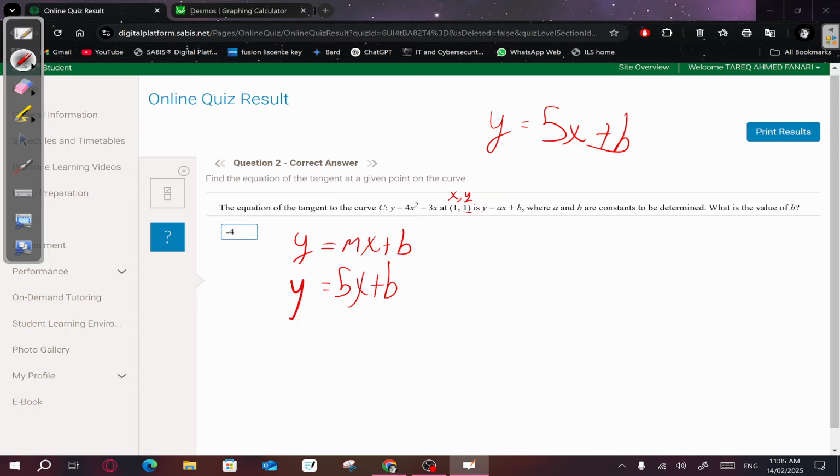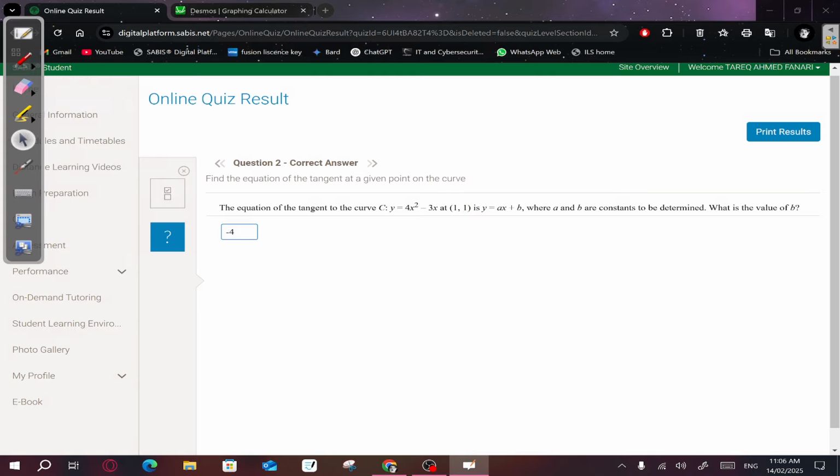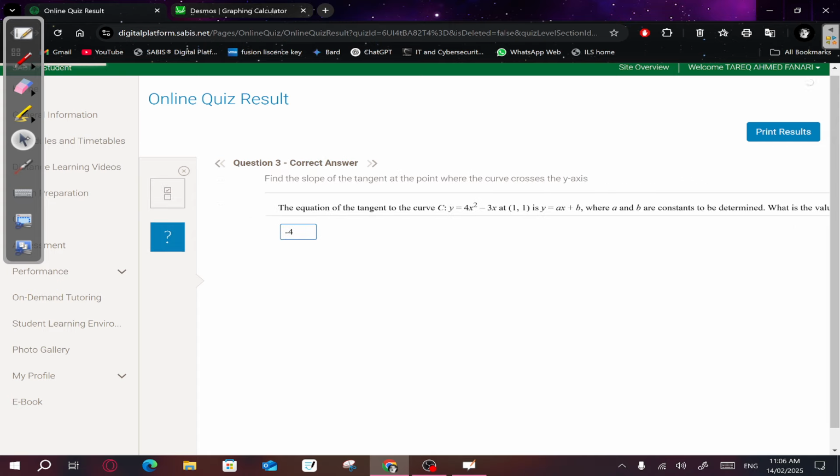So what we're going to do, we're going to substitute 1 and 1 for the x and the y. So our y is 1, so 1 equals 5, x is 1, 5 times 1 plus b. Right, we don't know b yet. So 1 equals 5 plus b, take the 5 to the other side, b equals minus 4. That's it. Question 3.